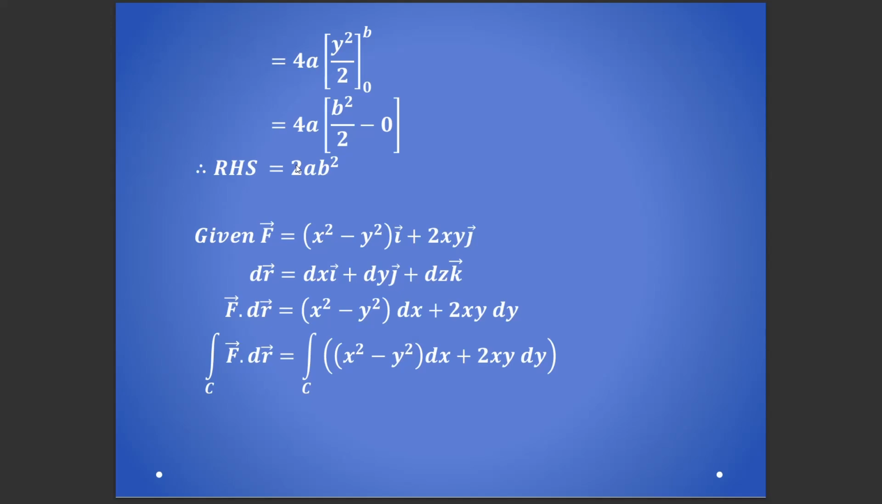Now we can move on to LHS. F vector, this is the given F vector. Formula for LHS is F vector dot dr. Dr, as per the expansion, is dx into i plus dy into j plus dz into k. In the question, there is no k vector, so we can neglect this. So we can take it as only dx into i plus dy into j vector. So now F vector dot dr is equal to x square minus y square into dx plus 2xy into dy.